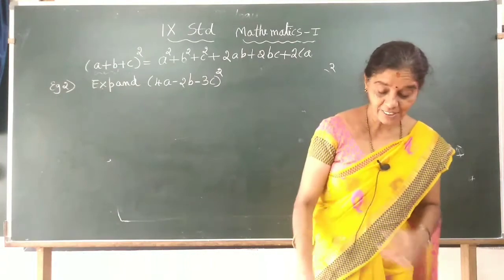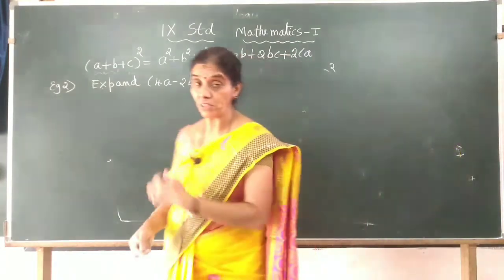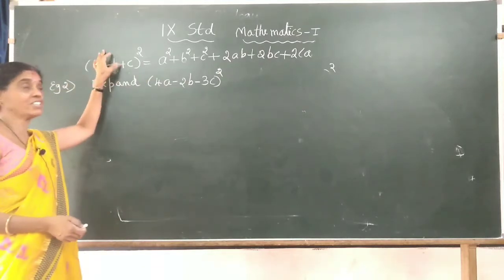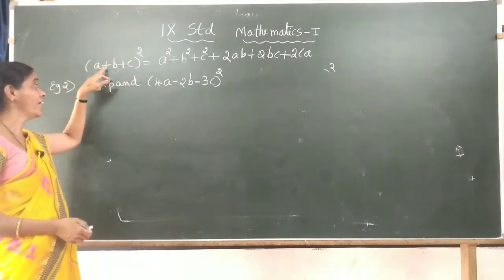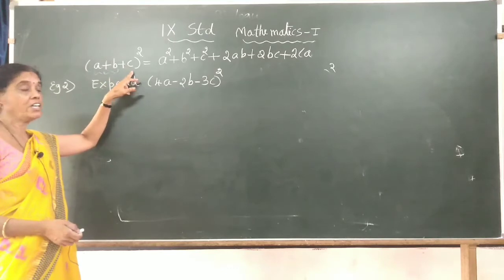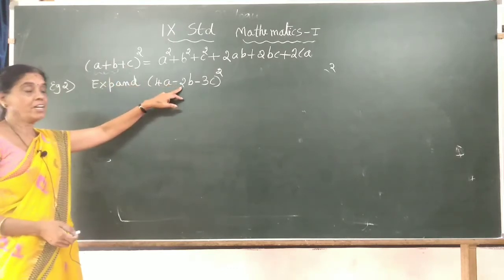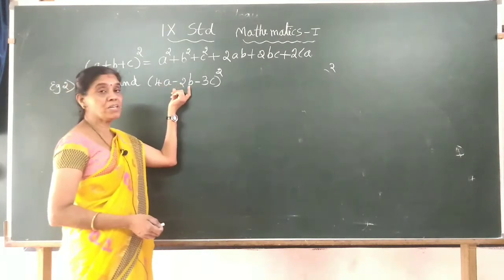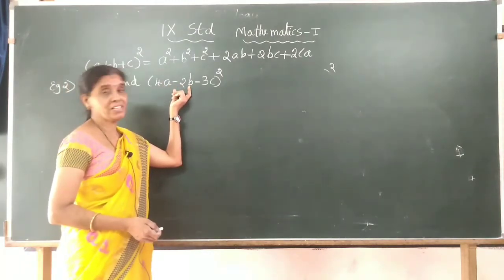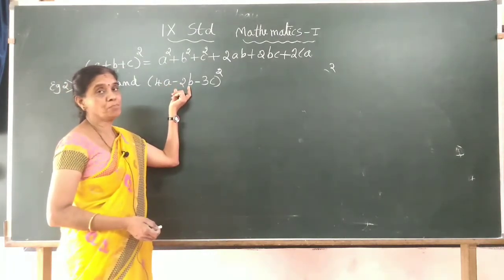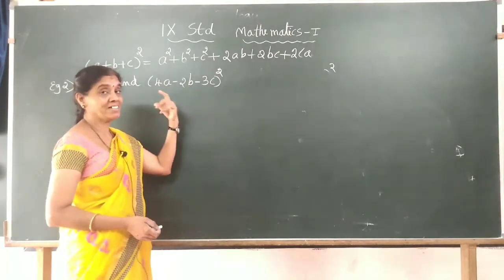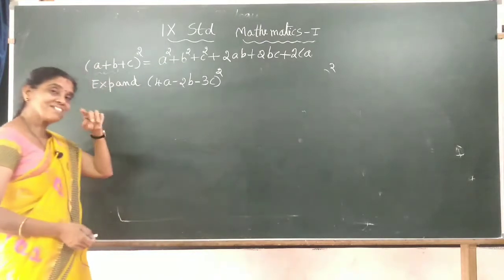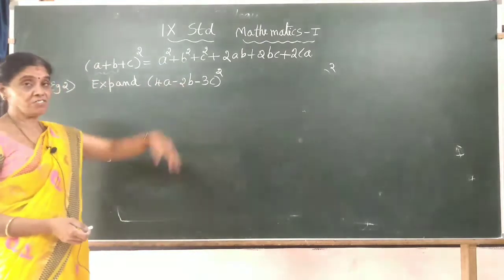Now we will see how to do this carefully because a negative sign is there. Since there is only one identity, there is no separate identity for A minus B minus C. If negative numbers are given, in the place of A it is 4A, but in the place of B you have to take minus 2B. Don't write just 2B; you have to take minus 2B in the identity, and in the place of C we have to write minus 3C.